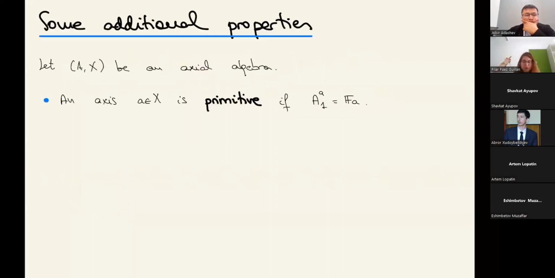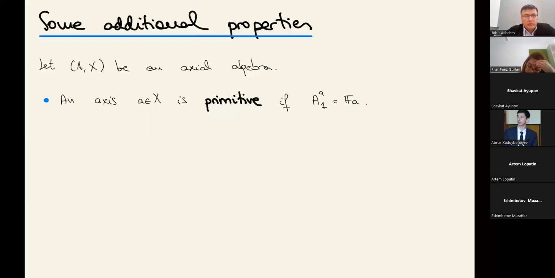Okay, so I'm going to speak a little bit about a couple of properties, because one of them will be necessary later, and the other I think is interesting and is one of the main aspects of axial algebras. So, primitivity. We say that an axis is primitive when the eigenspace associated to 1 is just the linear span of my idempotent.